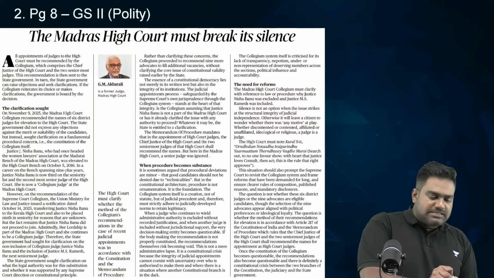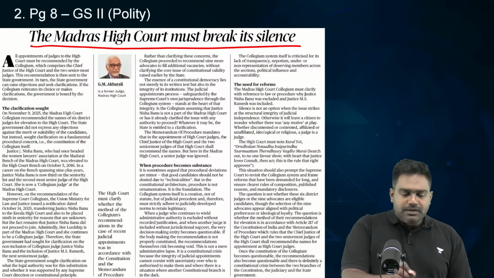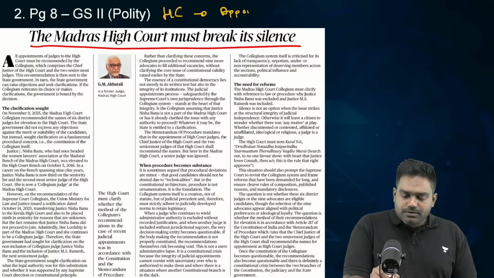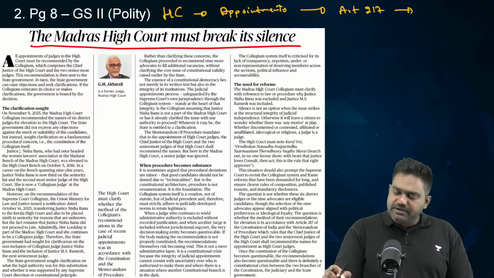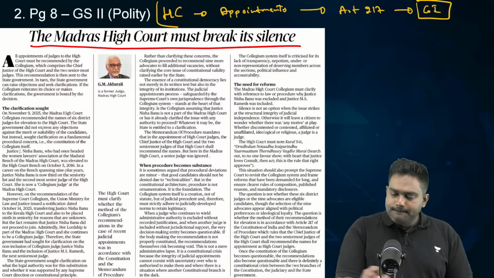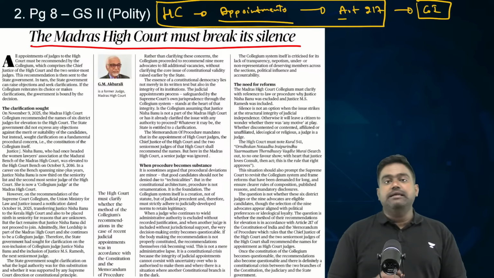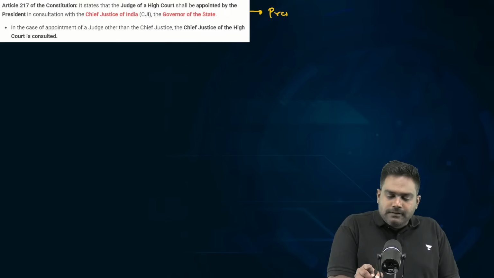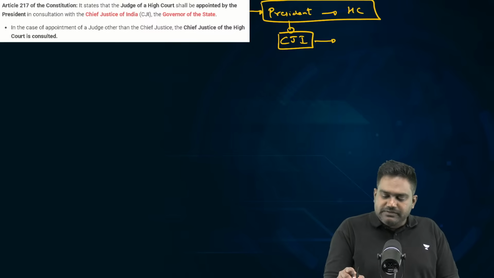Now, moving on, there's another interesting article on page number 8, a column related to judicial appointments in the High Court. Now, when you look at the High Court, appointments to the High Court are covered under Article 217 of the Constitution of India, the appointment of judges to the High Court. What does Article 217 state? According to Article 217, it is the President of India who will be appointing judges to the High Court based on consultation held with the Chief Justice of India and the Governor of the concerned state.